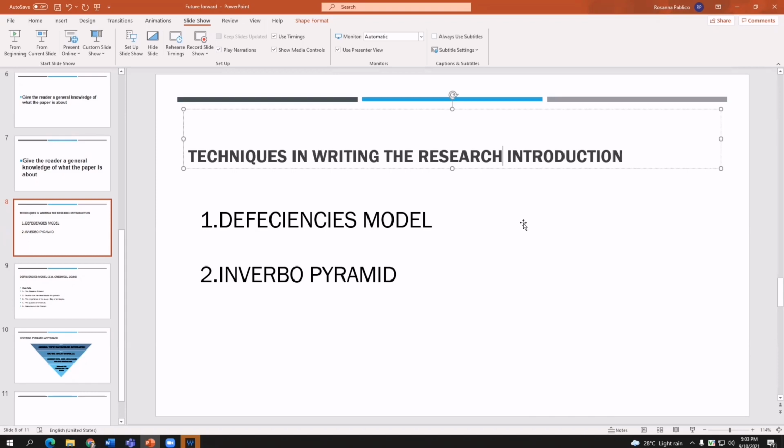Okay. There are techniques in writing the research introduction. First is the Deficiencies Model, and the second one is the inverted pyramid. Tulad ng nasabi ko kanina, ang isa sa mga problema ng mga estudyante na sumusulat ng thesis ay kung paano umpisahan ang kanilang manuscript. Siyempre, ang isa pang nakakatakot nito ay yung kanilang thesis defense or oral defense later.